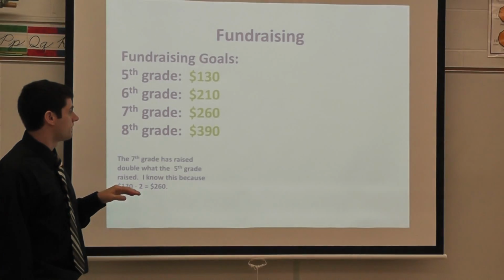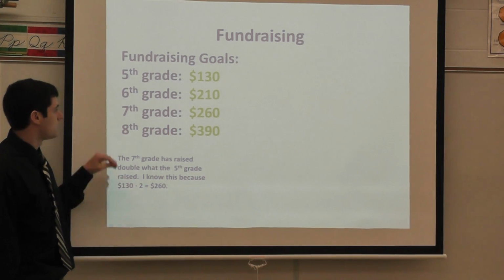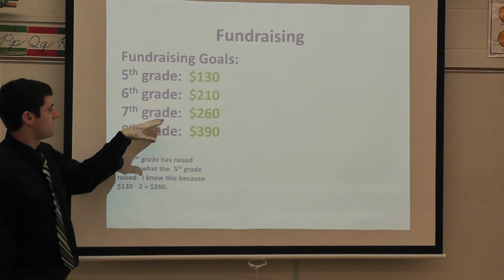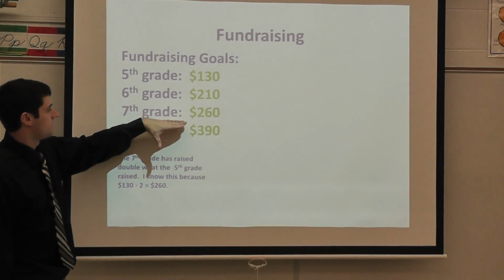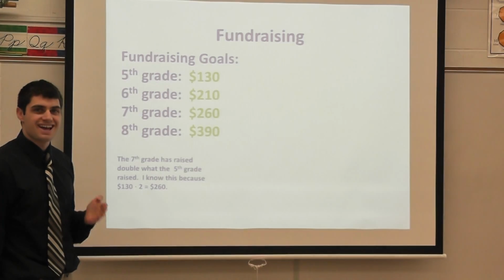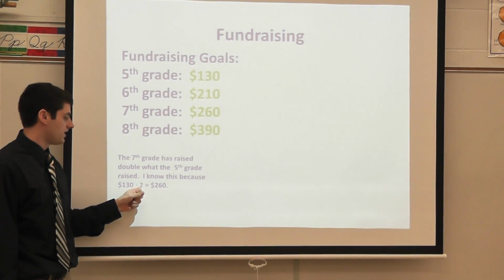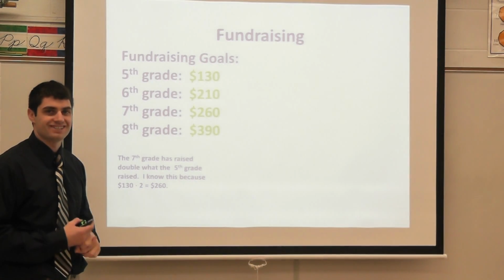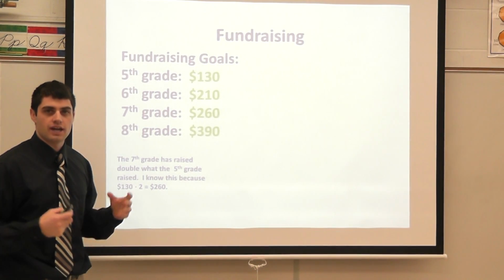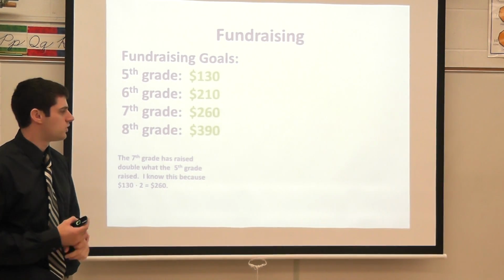One thing you could say is that the 7th grade has raised double what the 5th grade has raised. So let's look at 7th and 5th. The 5th grade raised 130 and the 7th grade raised 260. So you're saying that the 7th grade has raised double what the 5th grade has raised. I know that's true because if I take $130, multiply that by 2, it equals $260. So I just made a comparison between the 5th grade and the 7th grade, and I was using multiplication to make that comparison. That's just one thing I could focus on.